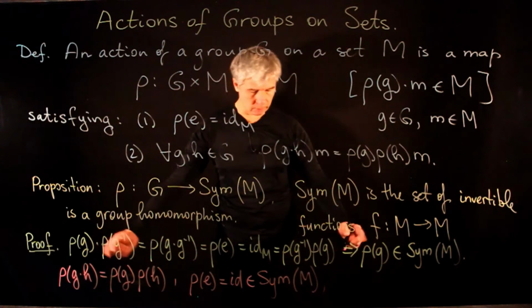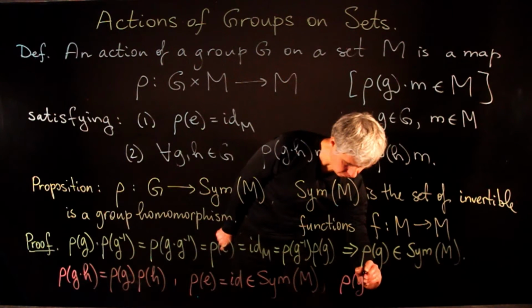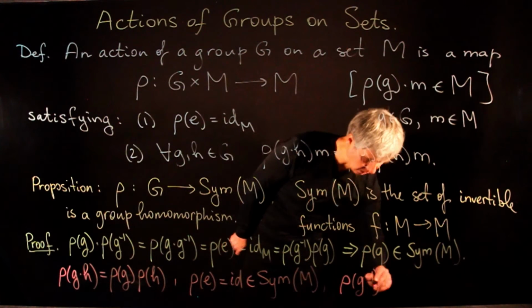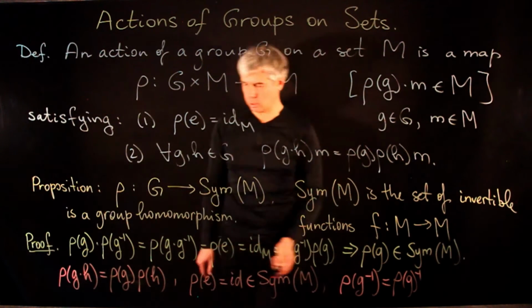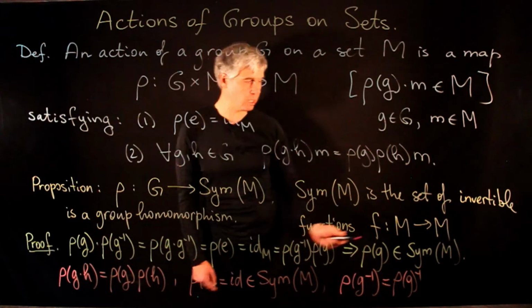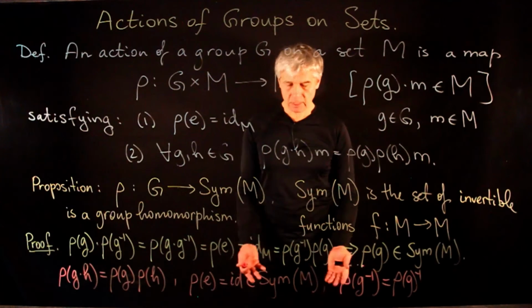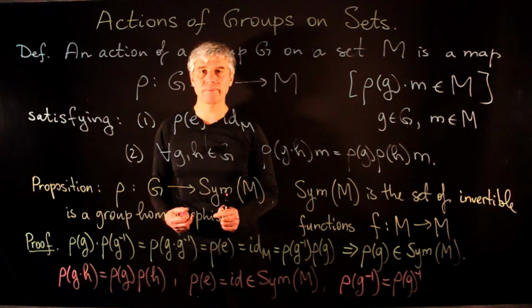And this calculation shows us that rho of G inverse is the inverse of rho of G. So the compositions rho of G inverse and rho of G are inverses of each other in this group. This establishes the fact that rho is a group homomorphism.